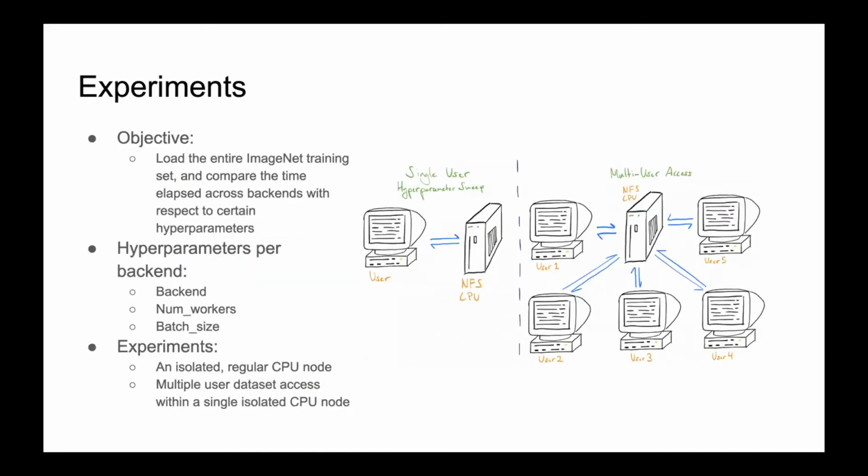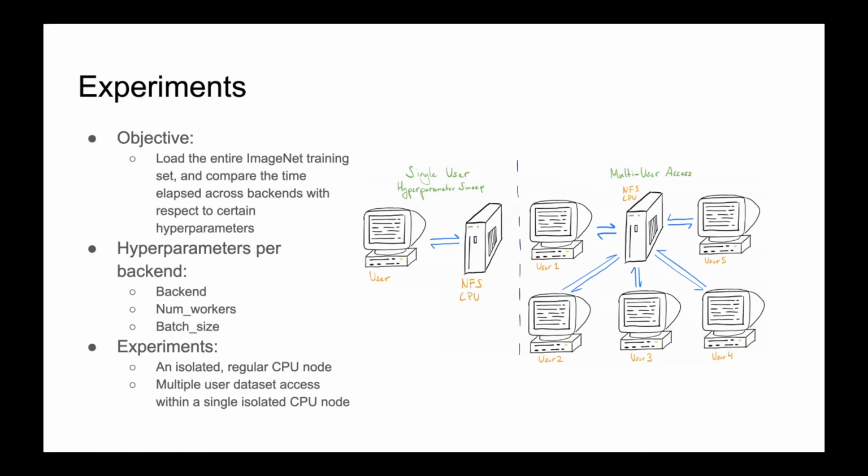So here are our experiments. Our objective was to load the entire ImageNet training set and to compare the time elapsed across backends with respect to certain hyperparameters, like the backend, the number of workers, and the batch sizes. We ran 2 experiments. One was on an isolated regular CPU node, so it's just a single user trying to load the dataset once.